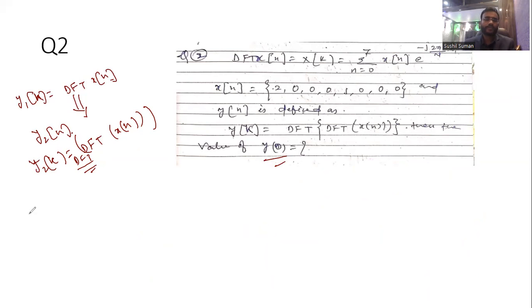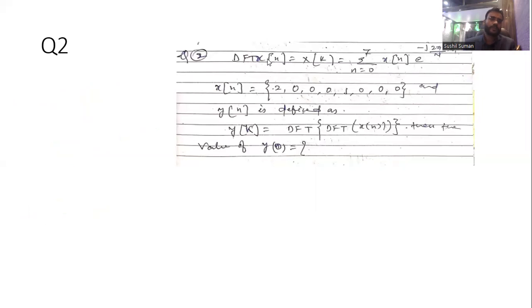So this is one of the best questions. Y(0) becomes 3. So the answer will be 3. Now next question.